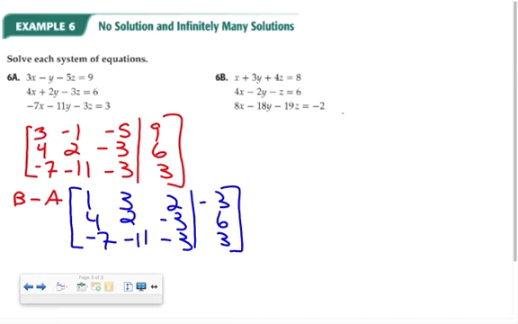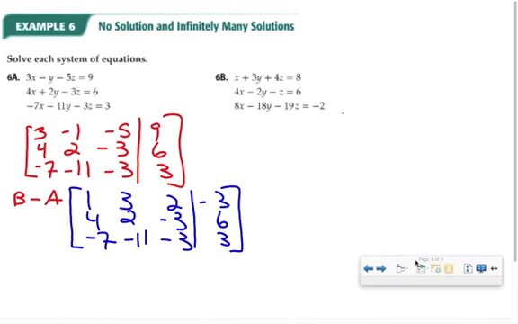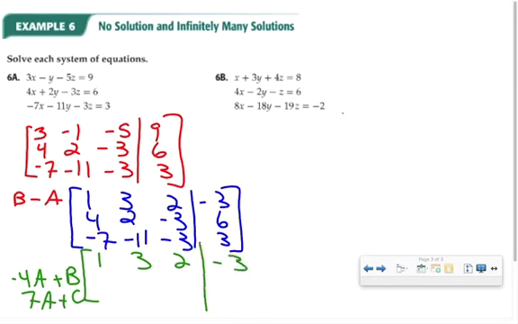And now I'm ready to eliminate the 4 and the -7 from the second and third rows. I will do that by multiplying the first equation by -4 and adding it to row B. And multiplying the first equation by 7 and adding it to C. So I'm leaving the first row alone. 1, 3, 2, -3.